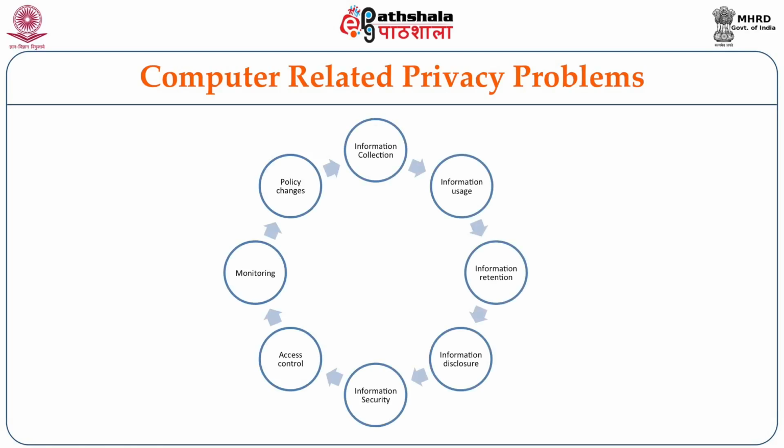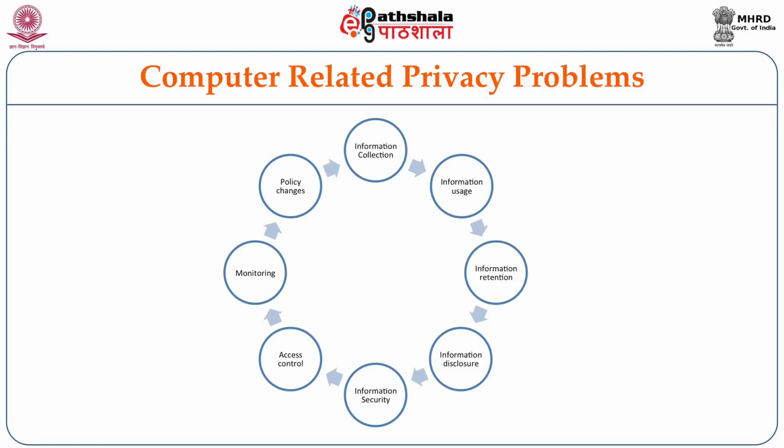Privacy. There are 8 dimensions of privacy. Those are related to the web. The first is information collection. Data are collected only with the knowledge and with the explicit consent.